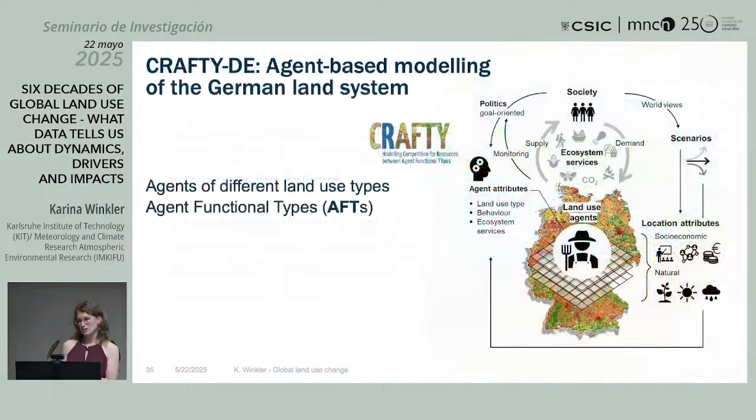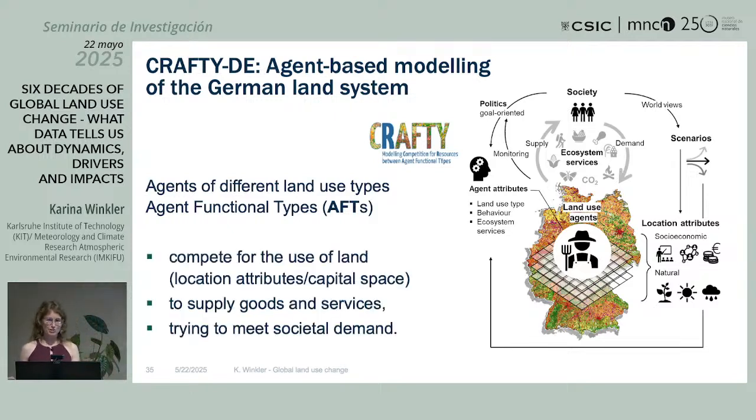And in our group, we have developed an agent-based model called Crafty, and this is available at different scales. So here I show a Germany example. It's an agent-based model, so here, of course, in the center is the land use agent. This can be a farmer or a forester. People make decisions in the land system, and we try to model these decisions. And the land use agents can compete for the use of land, and they can also collaborate with each other. So there's competition and there's collaboration.